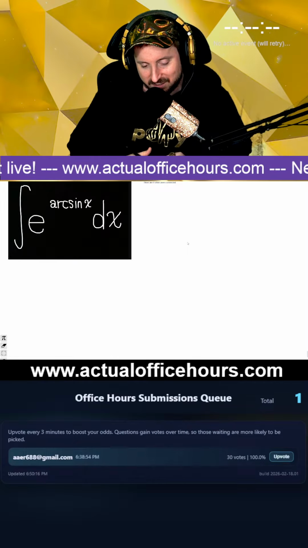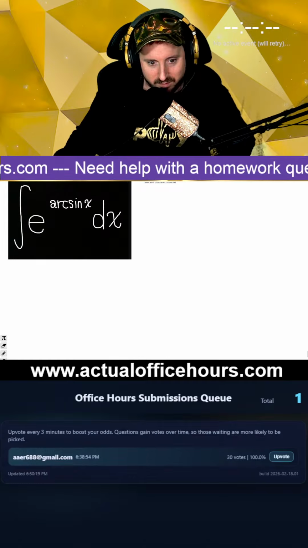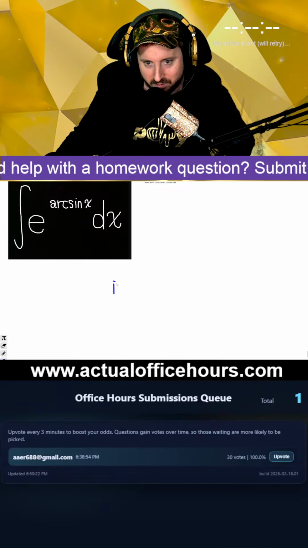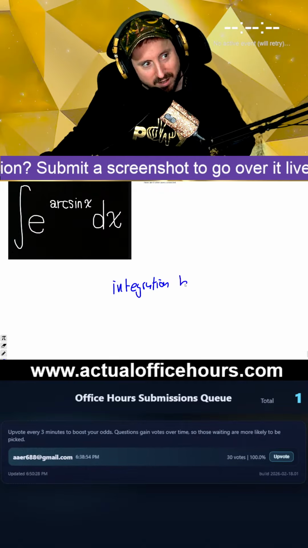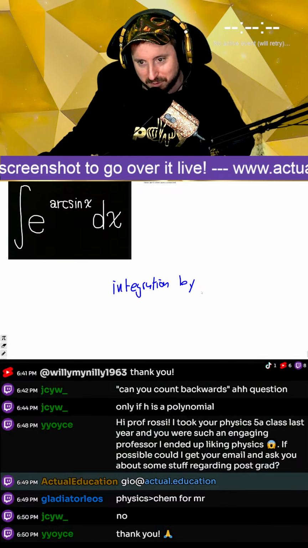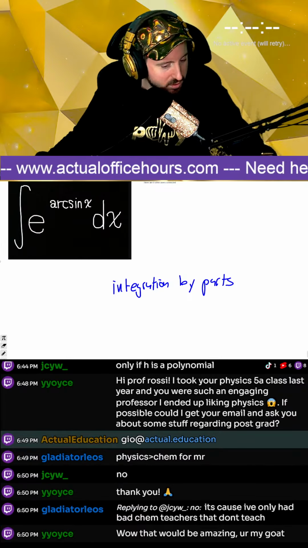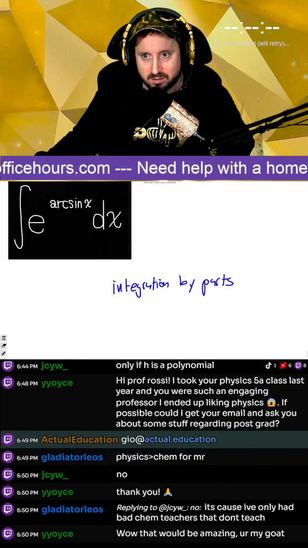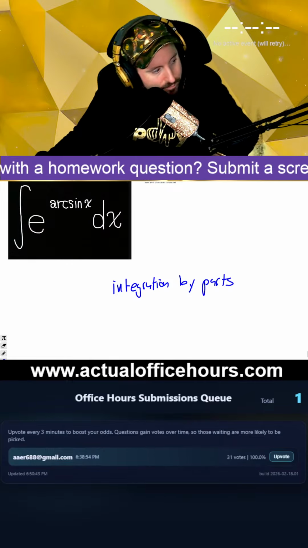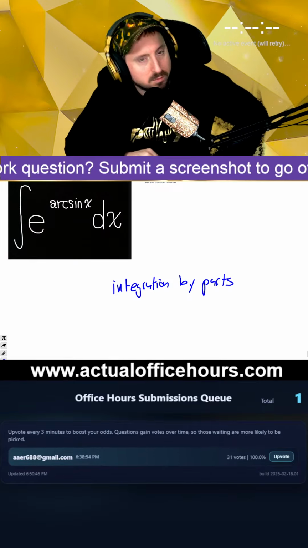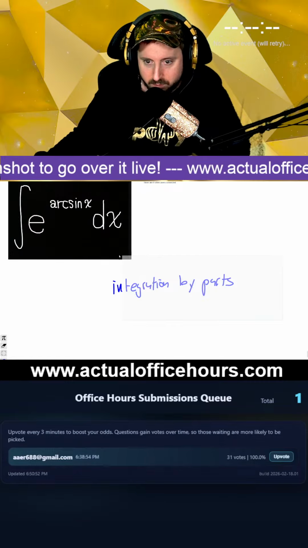Okay, e to the arcsine. I feel like this is integration by parts. Right? Can we say it is? I think it's integration by parts. I like calc problems because there's less reading. Well, it depends on the type of question sometimes. Let me see. I'm gonna have Gemini give me some hints on this one. You do u equals the arcsine? Okay. Let's do it.